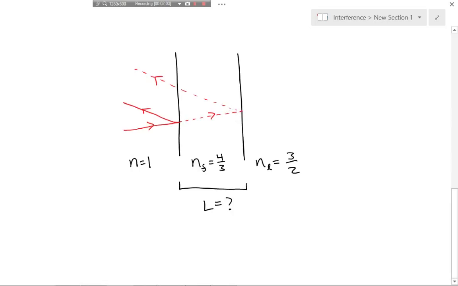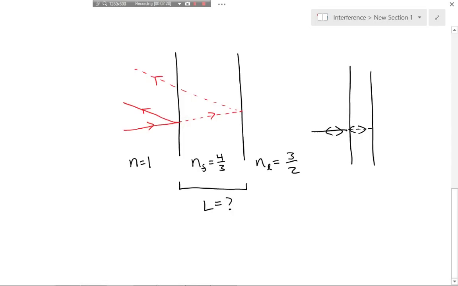Now, I've drawn this a little bit wrong here. I have the light coming in at an angle. In reality, the light's going to come in and just hit perpendicular to the film. So some of the light's going to travel through and then reflect off of the back surface. But the reason I drew it at an angle is because here it's all going to be on top of each other.